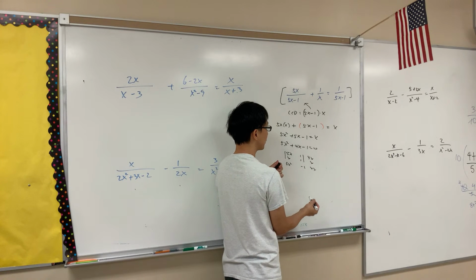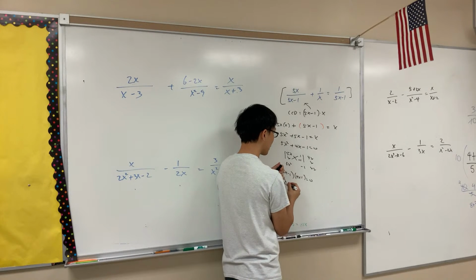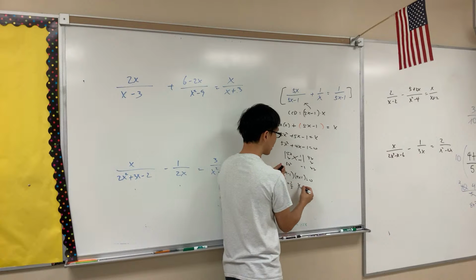Which one will be negative? The bottom. 5x minus 1 times x plus 1 is equal to 0. x is equal to 1/5. x is equal to negative 1.